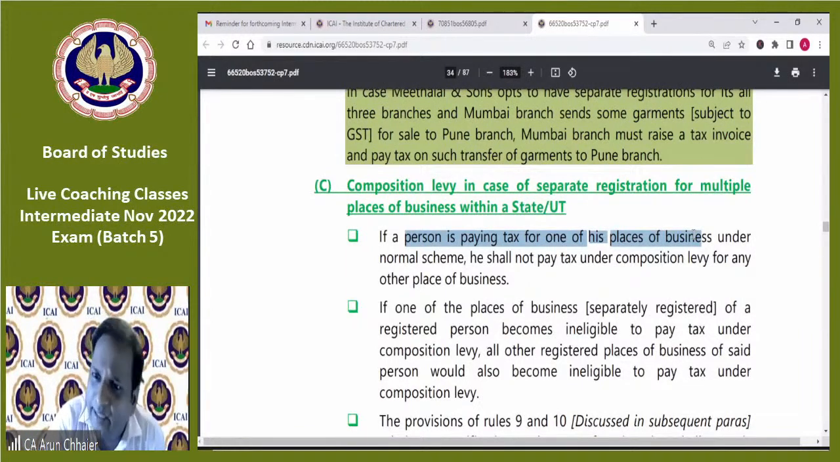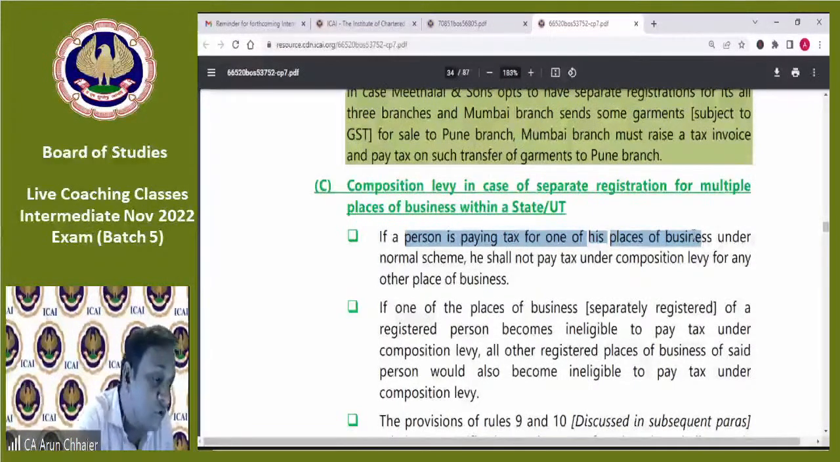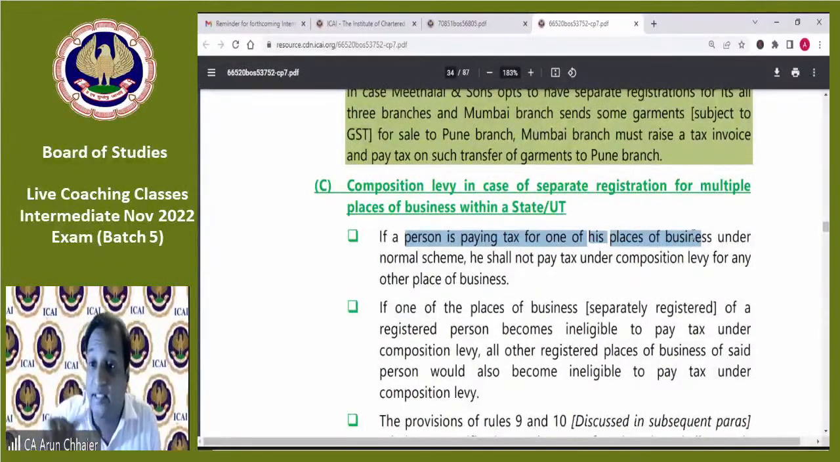If I have taken the registration, my file would be with one officer. That officer can be of the CGST or can be of the SGST. Once I have been granted the registration, let's assume that my file is with the CGST officer. It will be assumed that you are registered under SGST. It will be assumed you are registered under IGST as well. There is no separate registration required under CGST, SGST, IGST, UTGST, compensation cess. No. One registration will be deemed to be the registration under all Acts.